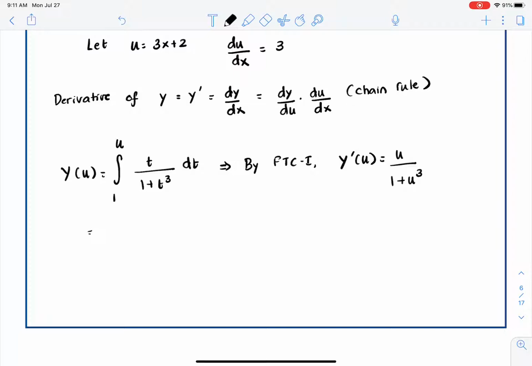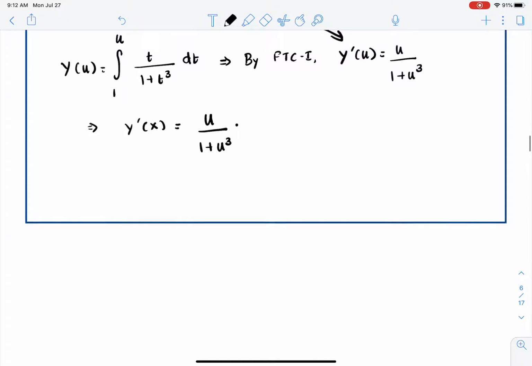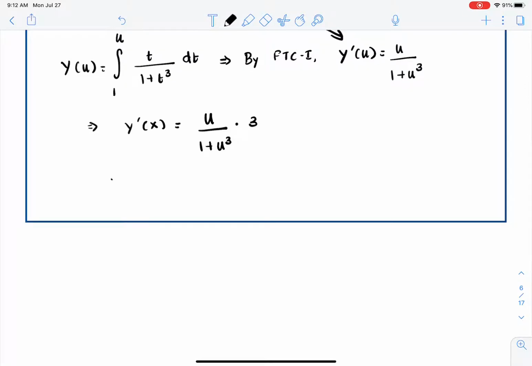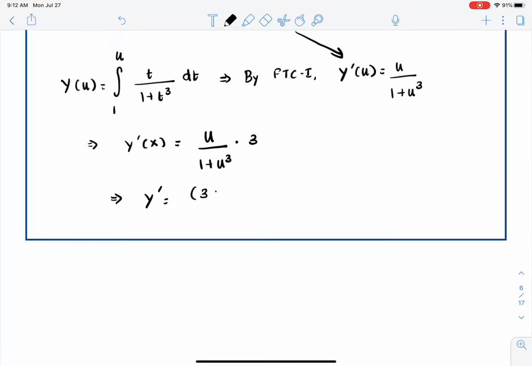Now we want to find y prime of x as a function of x. This is what we need to find. So y prime of x would be u over 1 plus u cubed multiplied by du over dx, which is 3. This would mean y prime, we have to replace u by the substitution. So we have 3x plus 2 divided by 1 plus (3x plus 2) cubed multiplied by 3.